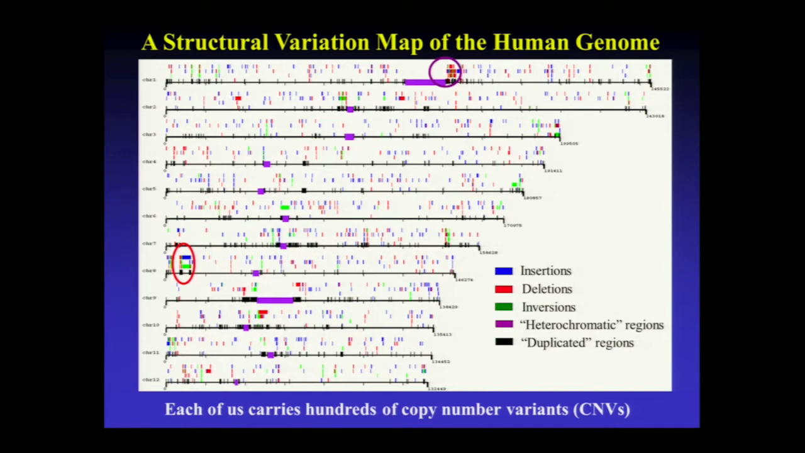This region here, 1q21, is incredibly variable. This region at the end of chromosome 8 actually has a bunch of genes involved in immune function that have been implicated in a variety of different phenotypes, where there are large tandem arrays of immune genes that shrink and expand in different people.